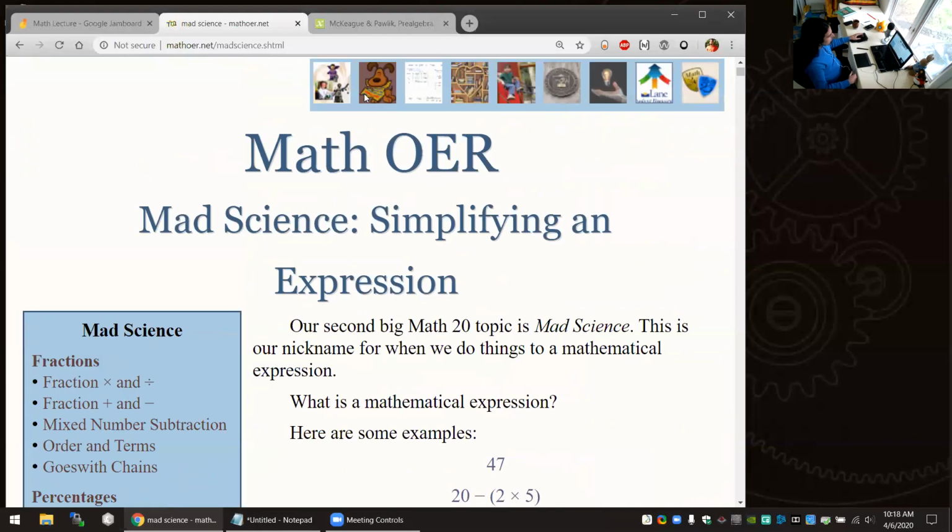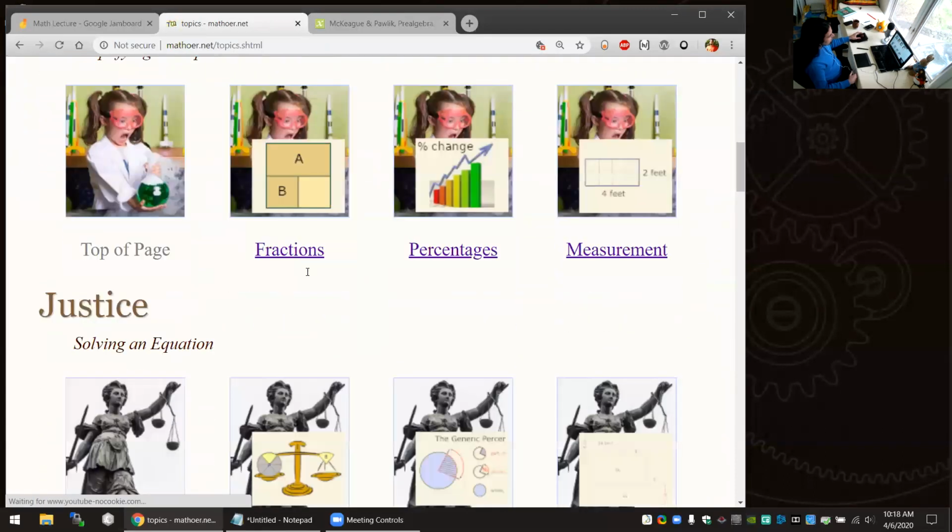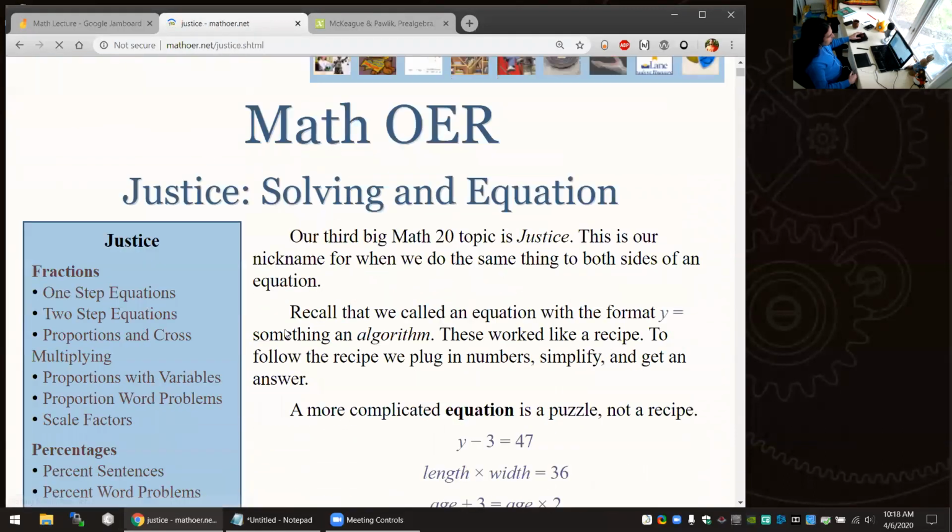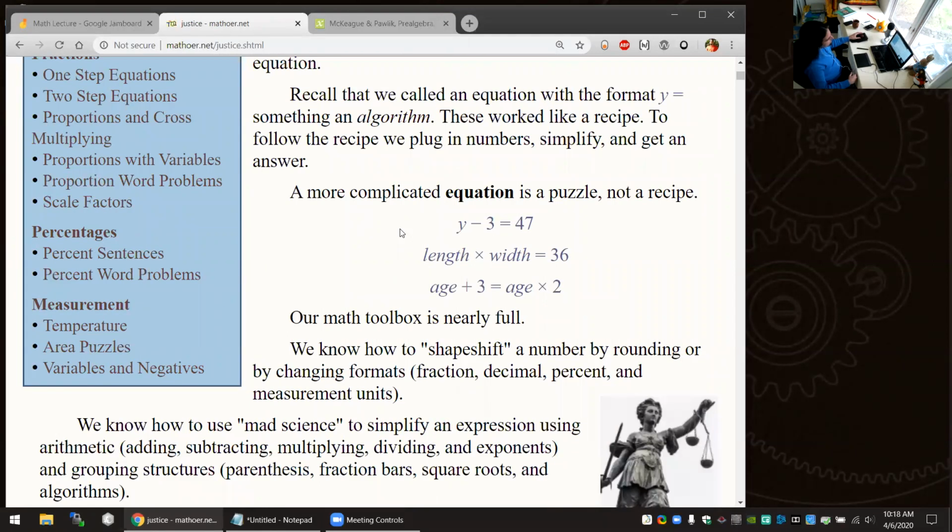So that works. And then finally, our last topic at the end of the term will be things you do to an equation. You're doing the same thing to both sides of the equation and solving a problem that way. So that is our overview.